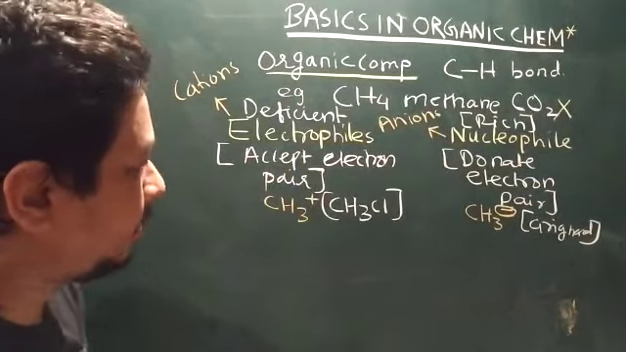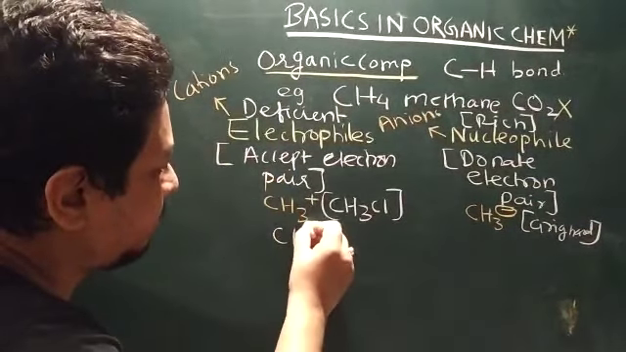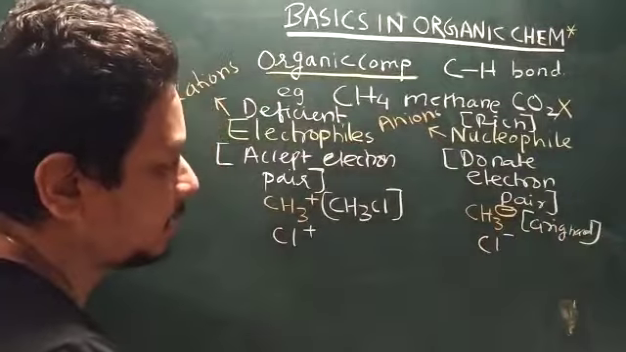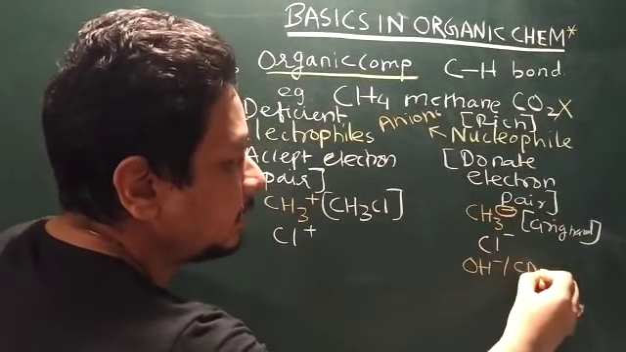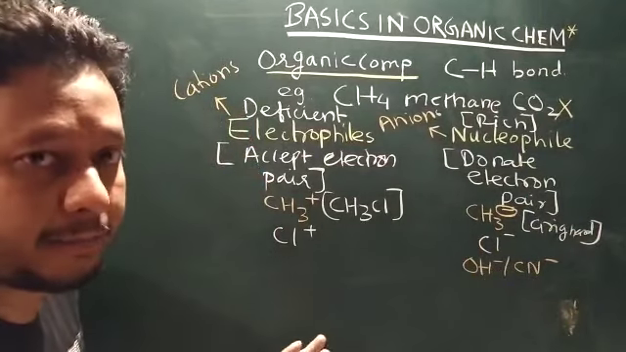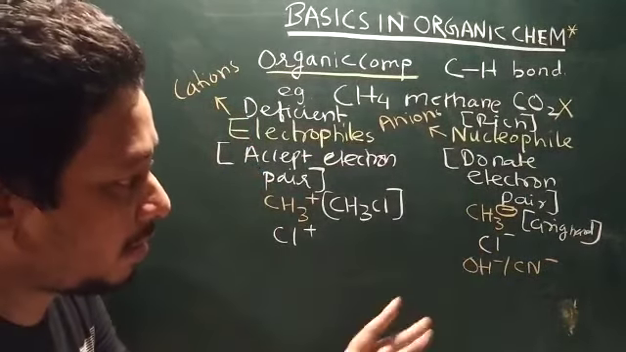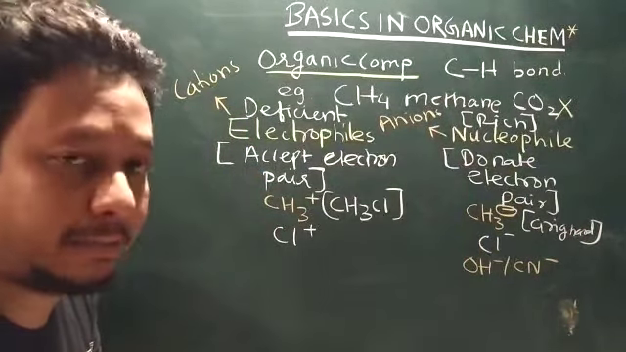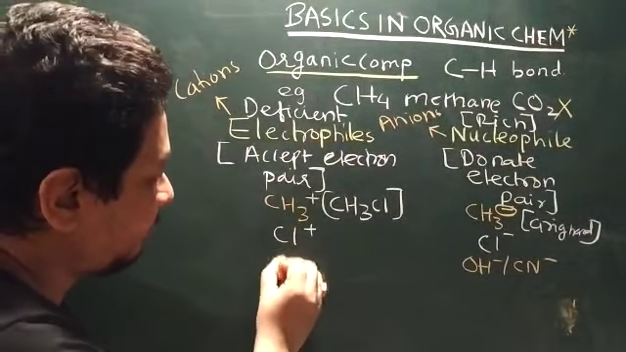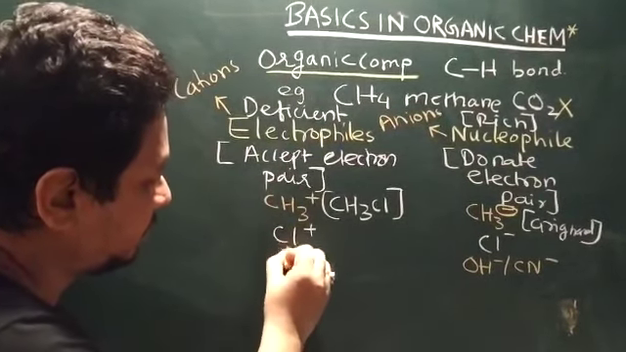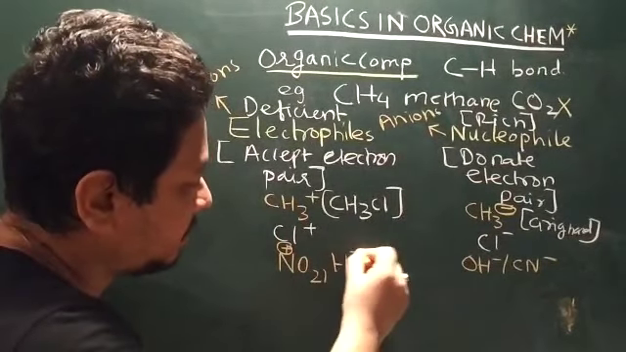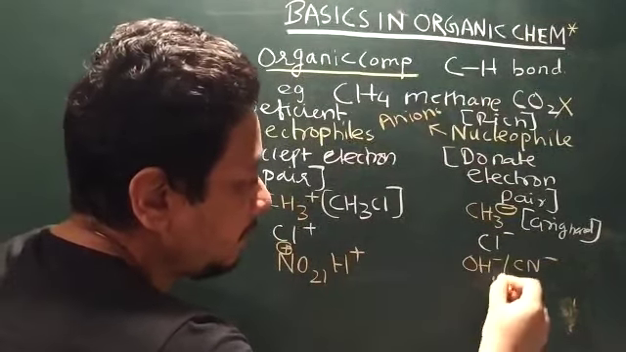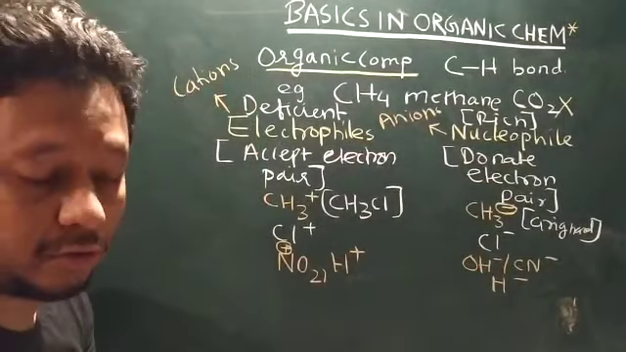Similarly, you have the example Cl plus and Cl minus. Now OH minus and CN minus are only minus; they do not have a plus form. We cannot write OH plus and CN plus. Then you have NO2 plus, which is an electrophile. Of course you have H plus, an electrophile, but you also have H minus, which is a nucleophile.